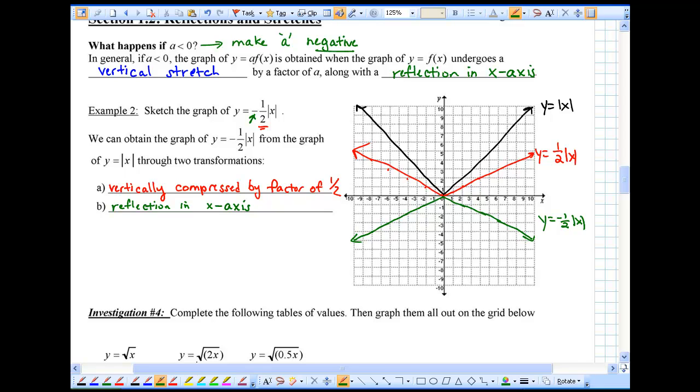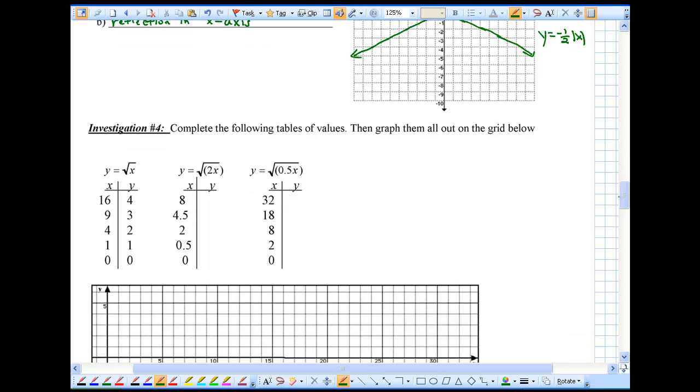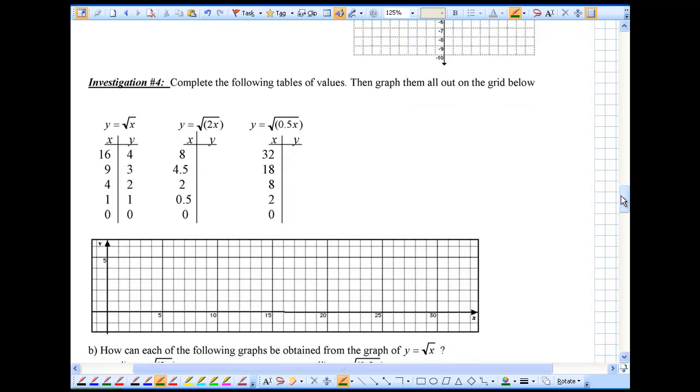One last investigation for today. We saved the best for last, or should I say the hardest for last. We're going to now complete the following table values for the square root graph. And then notice in this case, what I have changed is the stuff inside the square root. So it's not like the a value that's outside the function. Now we're changing something inside the function. Okay? I'd like you to graph all these out, and I'll do that myself. I hope you can do the same, and then we'll chat about what you see.